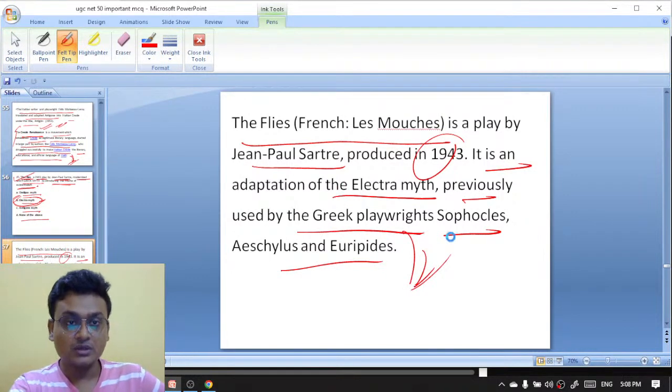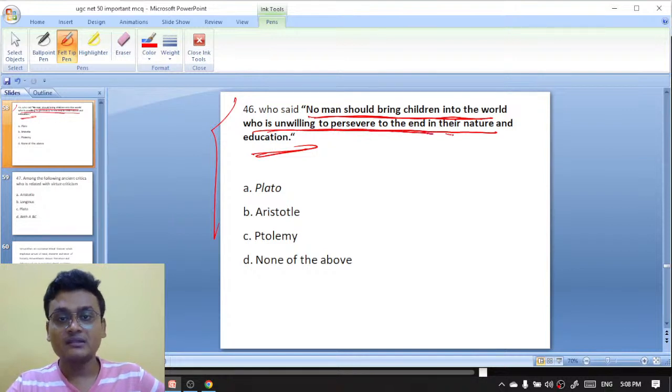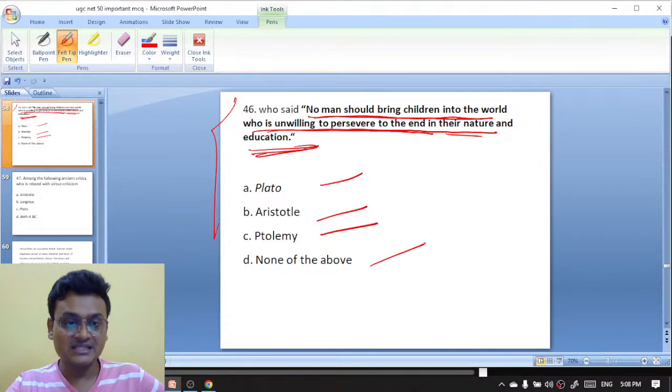Now, question 46. Who said, no man should bring children into the world who is unwilling to preserve the end in their nature and education? Plato, Aristotle, Ptolemy, none of them. It is Plato. Plato said this: no man should bring children into the world who is unwilling to preserve the end in their nature and education.